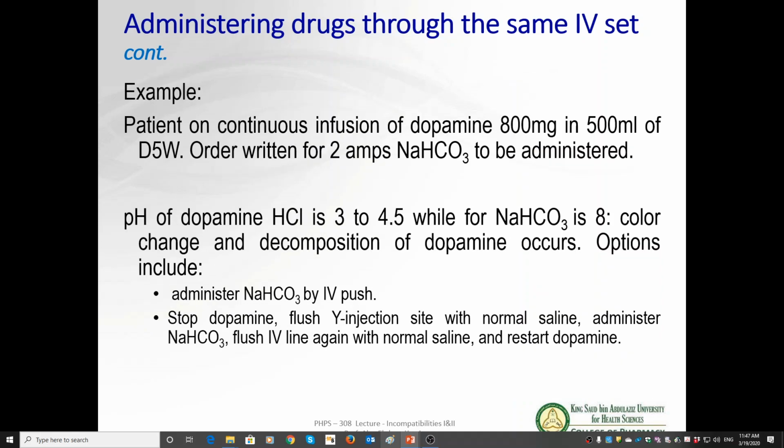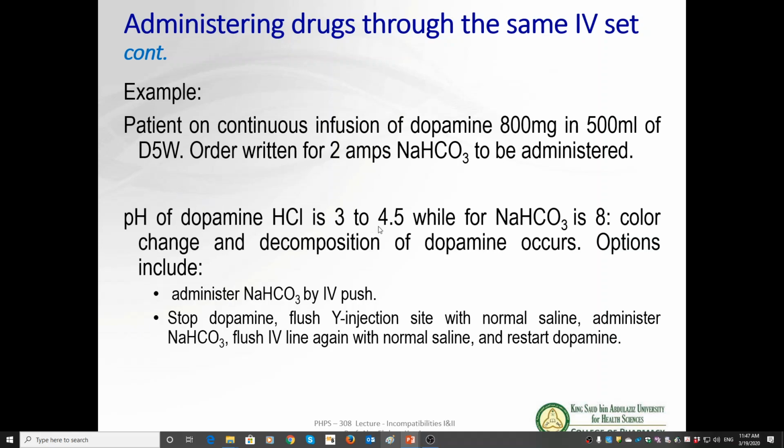Another example for this issue is dopamine. A patient on continuous infusion of dopamine, 800 milligram in 500 ml of dextrose. An order is written for 2 ampoules of sodium bicarb to be administered with this. They usually inject the ampoule, sometimes directly in the tube.